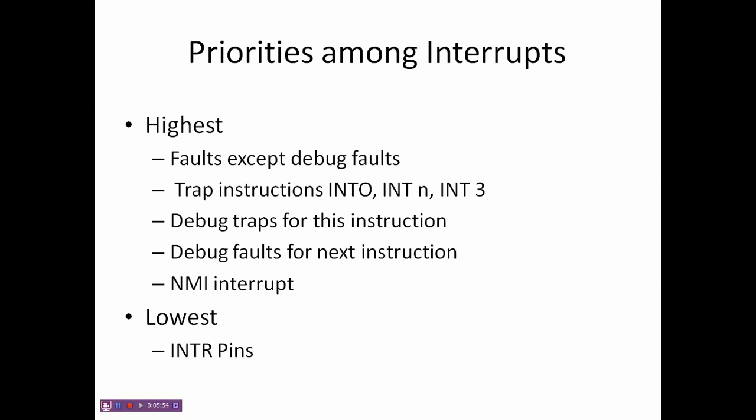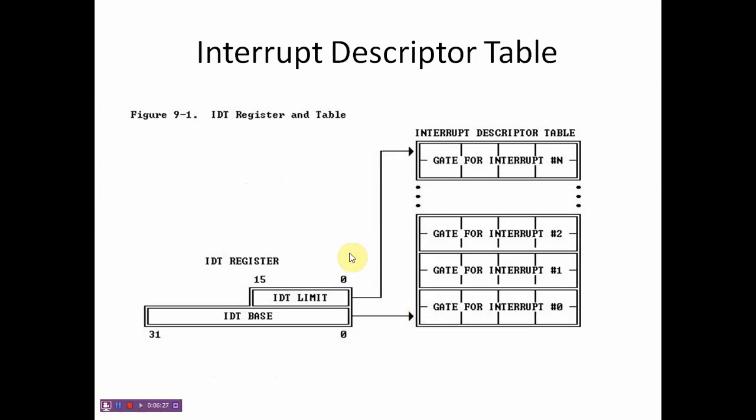These are some highest priority interrupts: faults except debug faults, trap instructions such as INT0, INTN, INT3, debug trap for the instructions, debug fault for next instructions, and NMI, that is the non-maskable interrupt. These are the highest priority interrupts that must be serviced before the lowest priority interrupts, that is the INTR pin. Then the next topic is the interrupt descriptor table.